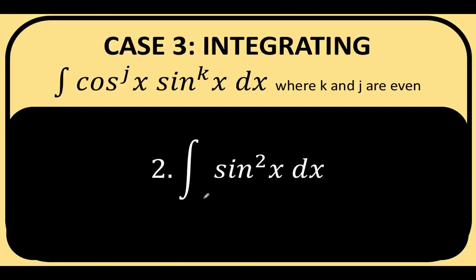So for number 2, what is the antiderivative of sine squared x dx? Notice that this form now is the same in form as this, where our k is 2 and our j, which is the exponent of cosine, is implied to be 0, and any number raised to 0 is 1. So you can think of this expression as 1 times sine squared x dx in order to fit this form. So clearly, both the k and the implied j value are both even.